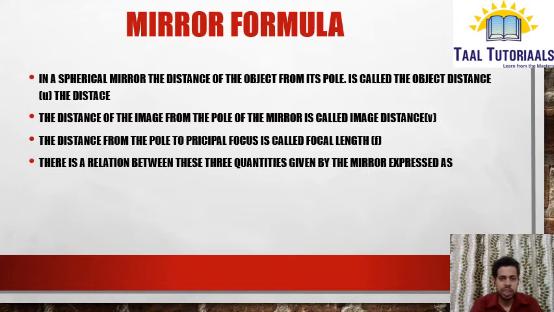There is a relation between these three quantities given by the mirror formula as expressed here. Here we have not mentioned the radius of curvature, but in this formula we have connected only u, v and f. So what is u? The object distance is denoted by the letter u, the image distance is denoted by the letter v, and the focal length is denoted by the letter f. They are all small letters, and the mirror formula is given as 1/u + 1/v = 1/f. This is the formula. You have to remember this as of now. We don't have a derivation for your syllabus. Just remember the formula and use it for problem solving.